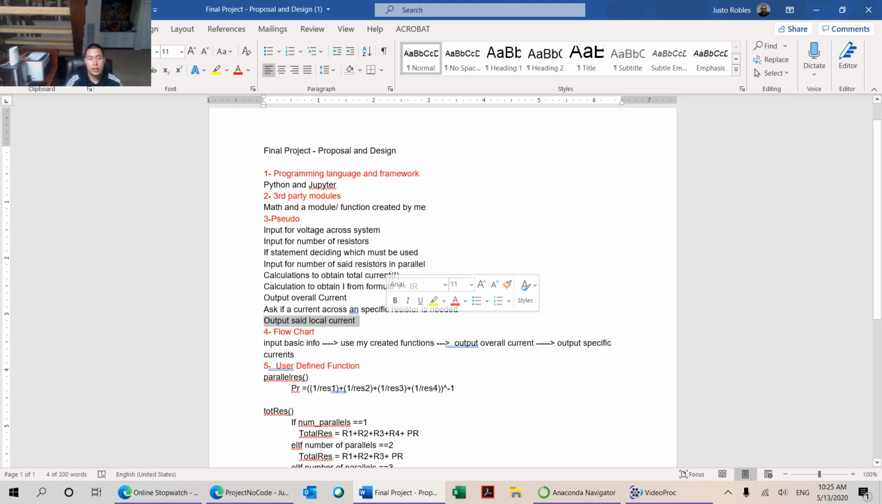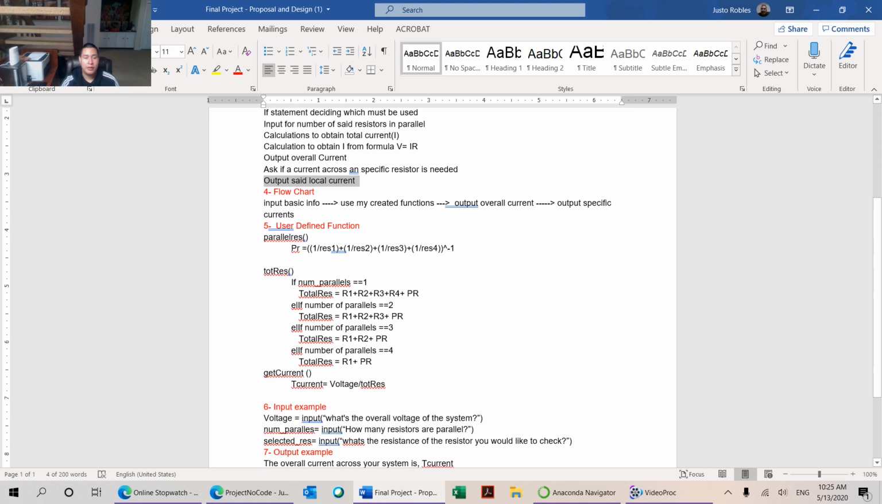Now let's start here. This is my flow chart. This is super basic. I'm going to ask you for input, use my user-defined functions, output what you want, and that's about it. It's not too hard. Now here are the couple of user-defined functions I was planning on using before everything started.